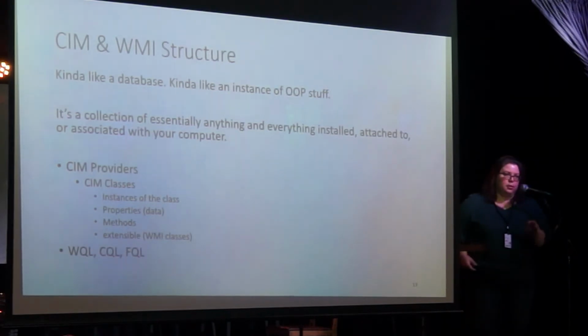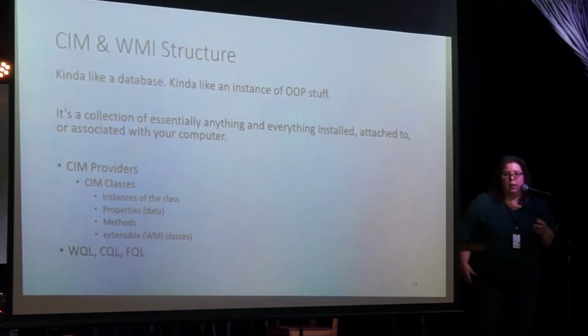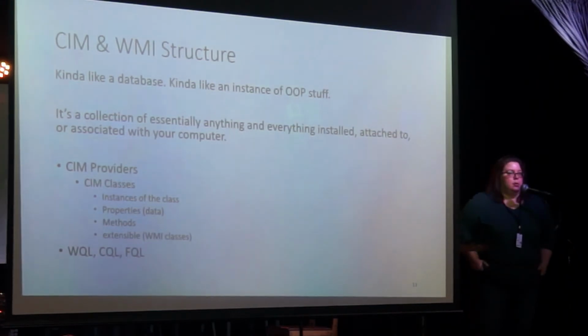So you'll have a CIM provider. There's several CIM providers, but there's basically one you're essentially going to use for pretty much everything. And they're divvied up into classes. And then underneath that, you have the instance of the class. They have properties, they have methods, and in some cases they were extensible, such as WMI classes. And WQL, CIM query language, filter query language are all ways you can use to query this stuff. I am going to show you examples.